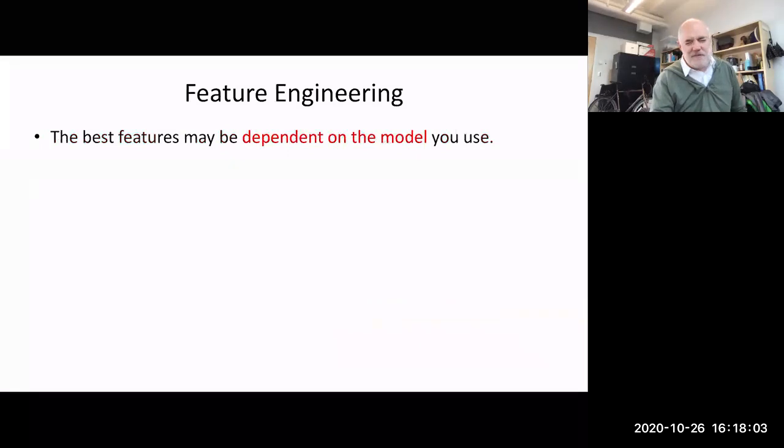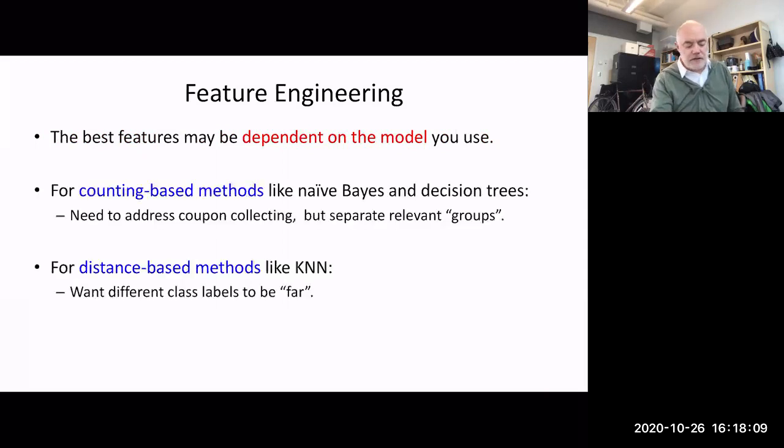So like a lot of the course where we say there's no best model, it's also true that the best features are definitely going to be dependent on the model that you use, right? So you might have the same problem, but you use a different model and you need to do feature engineering that's conditional on the kind of model that you use.